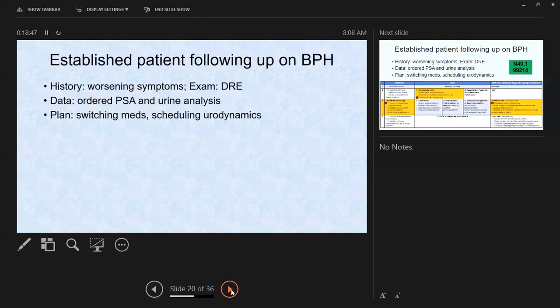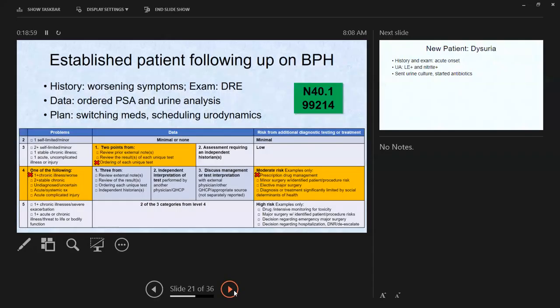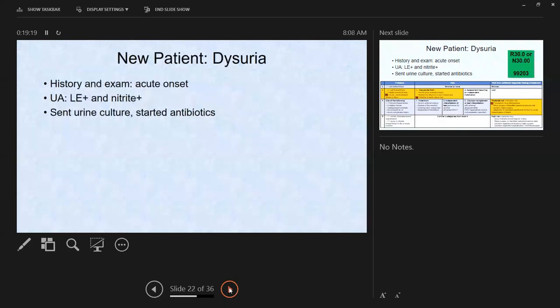Established patient following up on the BPH, but this patient is worsening. So the history shows it's worsening, examination, maybe order a PSA and a urinalysis. The plan is to switch meds and schedule urodynamics. So how would we code this? Well, again, this is a chronic illness that's worsening. Our data, PSA and urinalysis, we got 2 points from ordering each unique test, so that'd be a level 3. Prescription drug management and procedures would be a level 4, so this patient would be a 99214. Established patient, level 4, because 2 of the categories reach level 4.